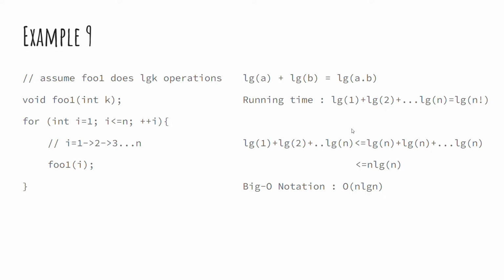And so whenever we try to simplify this, we are always trying to analyze the worst case time complexity, right? So we'll say that log 1 plus log 2 plus all the way up to log n is less than or equal to log n plus log n plus all the way up to log n. So basically n times log n. And so we get the big O time complexity for this example to be big O of n log n.